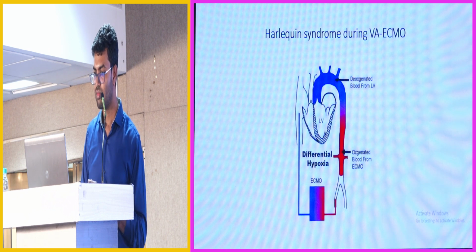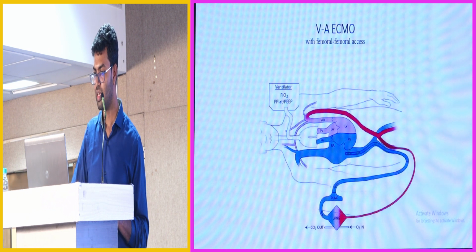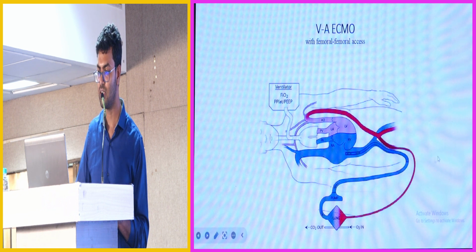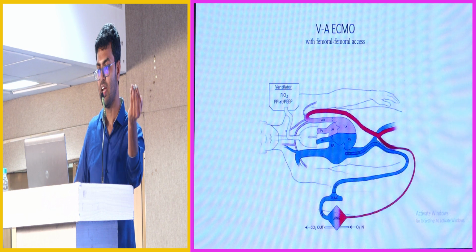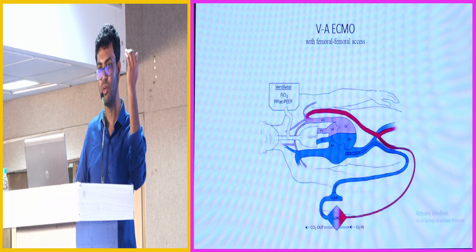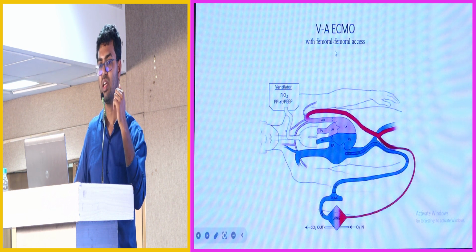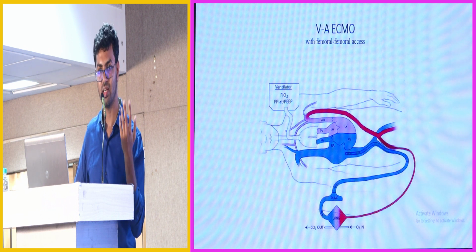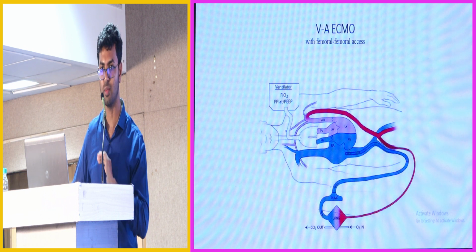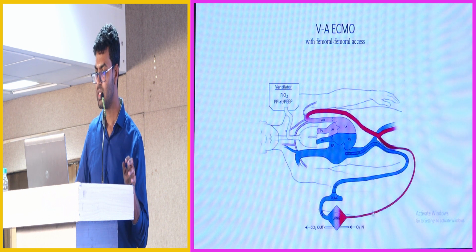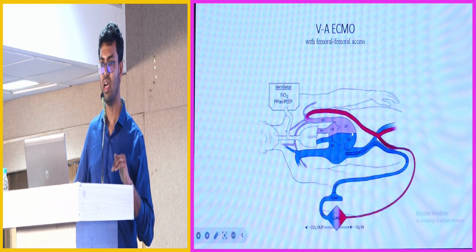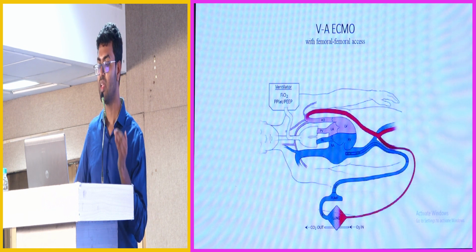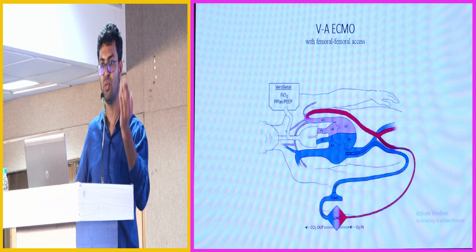In this VA ECMO, as you can see, some amount of blood goes into the lungs, gets oxygenated, returns back to the LV and is pumped into the aorta. What happens if he gets a VAP, ventilator associated pneumonia, and this lung stops working? In this patient, the deoxygenated blood will go into the lungs and return back to the LV, and it won't get oxygenated. This deoxygenated blood will be pumped into the aorta.